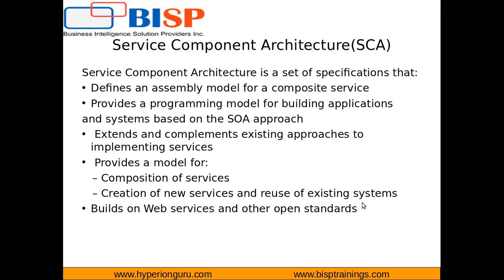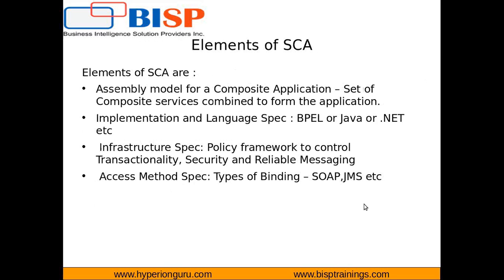Now, what are the main elements of SCA? The elements of SCA: first off is the assembly model. This is a set of composite services combined to form the application. So first off, it says you need to have an assembly model for your application. You should know what the components of your application are, and that will be your assembly model.